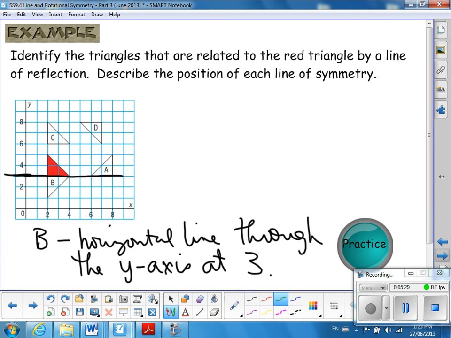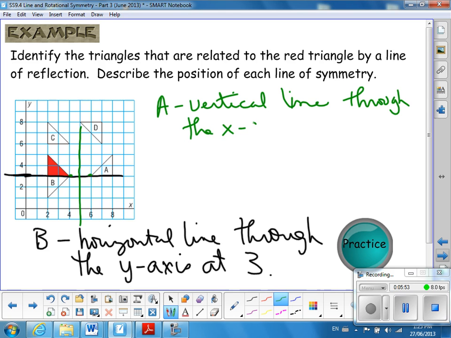Well, the corner from here to here is 2 squares apart. So if we draw a line right down the middle, a vertical line, you will get A as the reflection. So A is a vertical line, and vertical lines cross the x-axis. This one goes through here at 5.